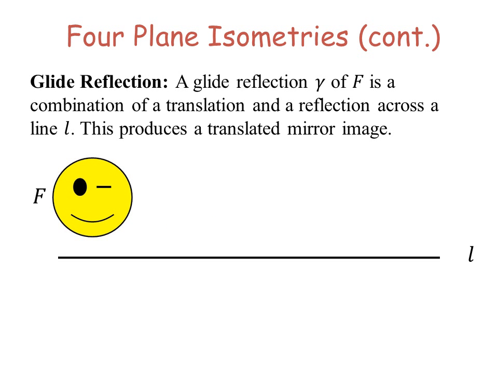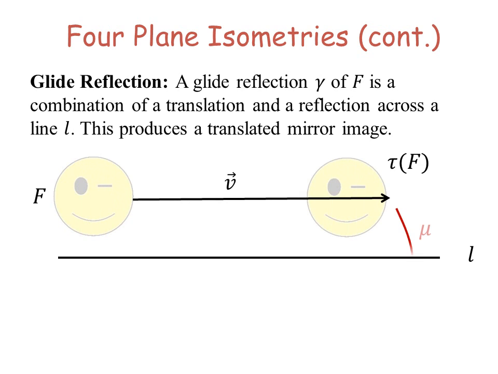A glide reflection gamma of F is a combination of a translation and a reflection across a line L. This produces a translated mirror image. So first, F is translated by vector v and then reflected about line L. Notice that we could have done the reflection first and the translation second, and we would have ended up with the same image, gamma of F.